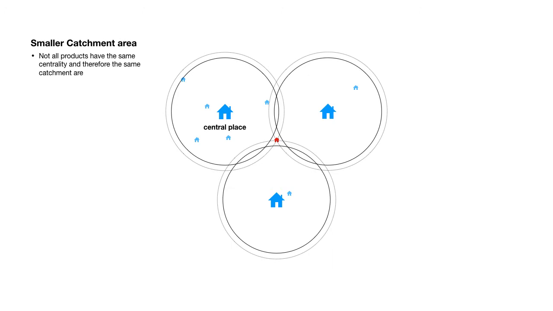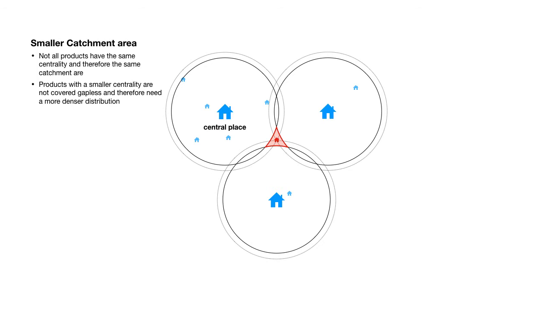Not all products have the same centrality and therefore the same catchment area. For products with a smaller centrality, this allocation of central places would not cover the area without gaps. That means this area is supplied with long-range products but not with those of a lower centrality. For example, are people more willing to travel to the more central place to buy clothes than to buy milk?